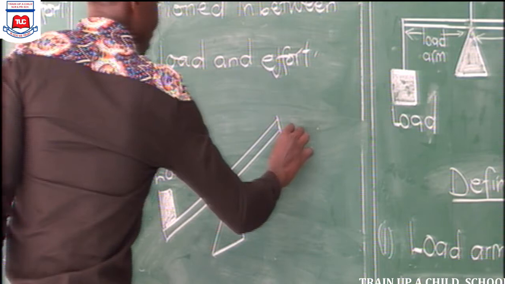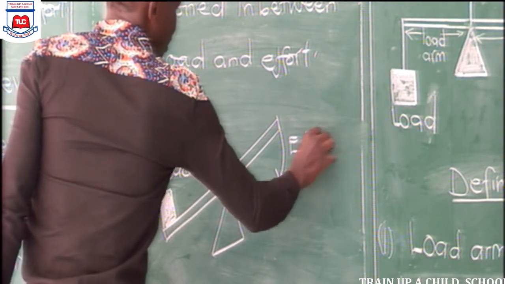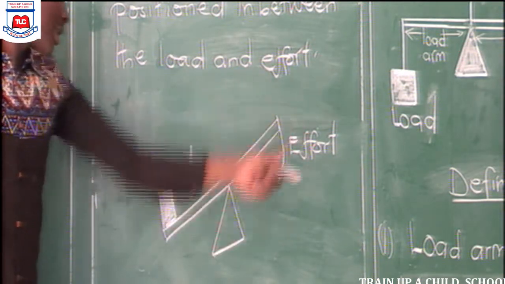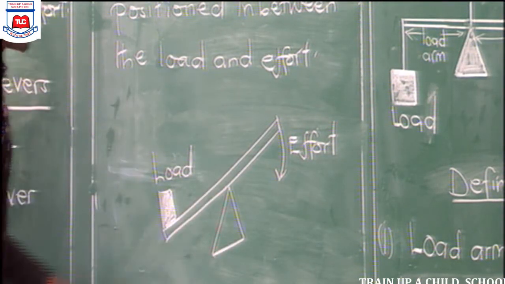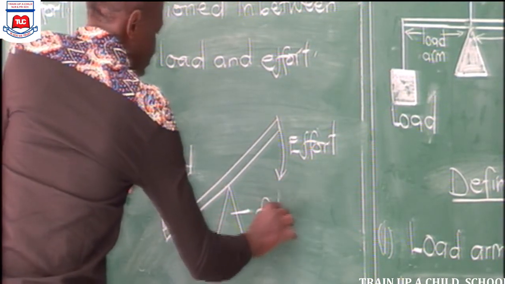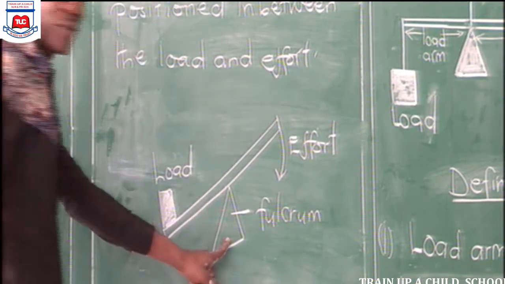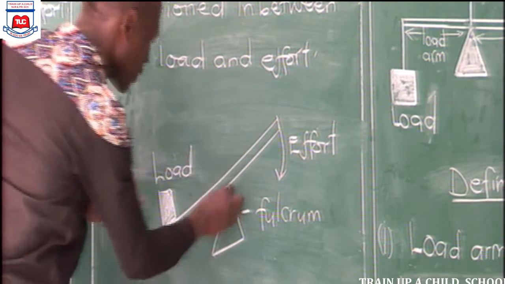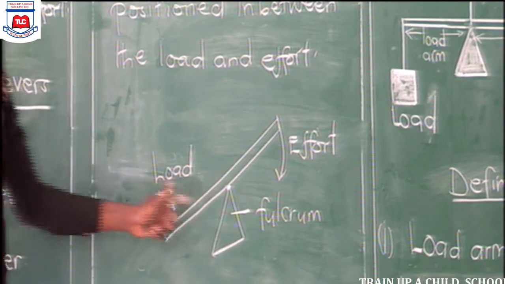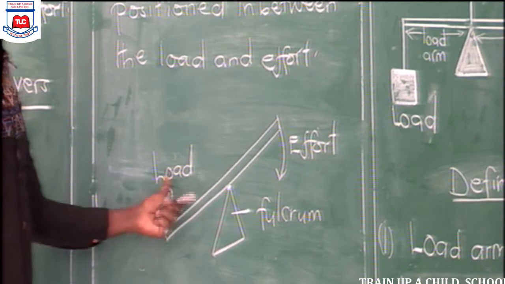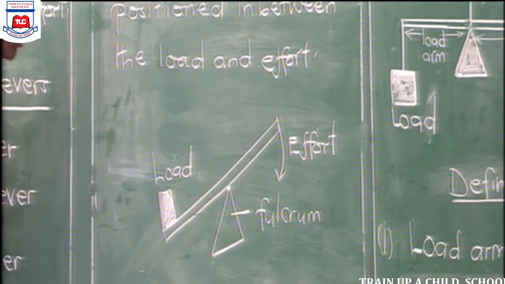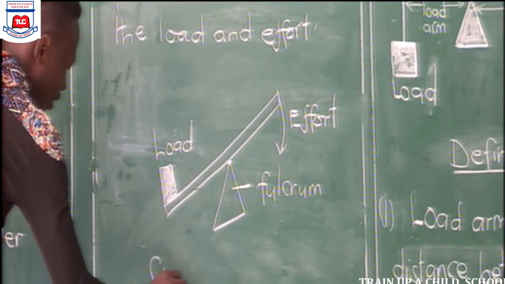Then on this side, we are going to have the effort, which is the force that is exerted in a machine to overcome the load. Then in the middle, we shall definitely have the fulcrum, which is the turning point of the machine. This is where the machine turns. So I've used this simple machine to locate the position of the load, effort, and the fulcrum. And what kind of simple machine is this? That is what you call a crowbar.